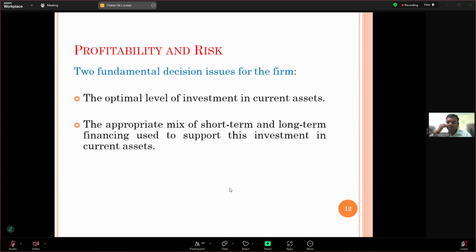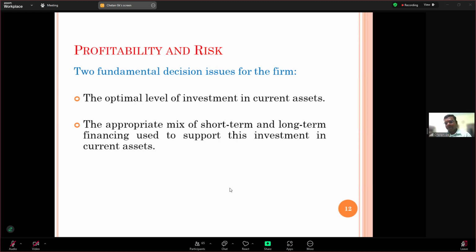There are two ways you can fund your current assets. The first is long-term financing, or maybe short-term financing. Long-term financing means you can raise debentures and bonds or take a bank loan. That is going to be your long-term financing. Short-term financing means I will be managing my current assets with current liabilities, that is, supplier's credit.